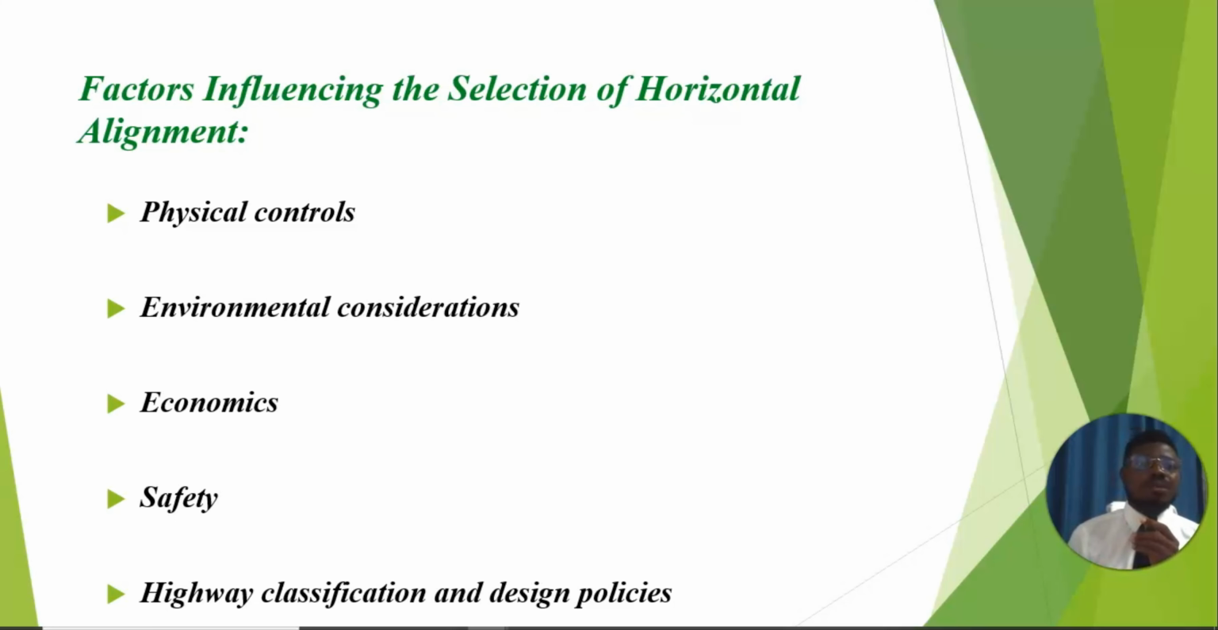So these are some of the factors under economics that we need to look into before selecting which horizontal alignment we are going to be using. It is very important to look into the cost in every area, like I said, the construction, the right of way costs, the utility impact, and the rest of it.